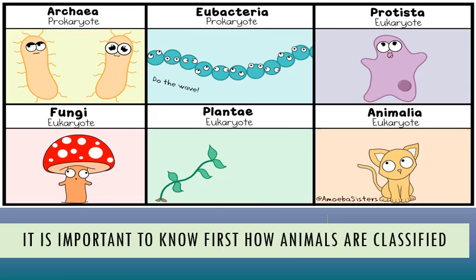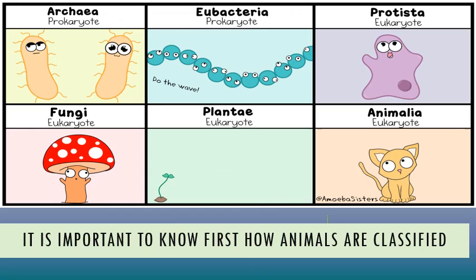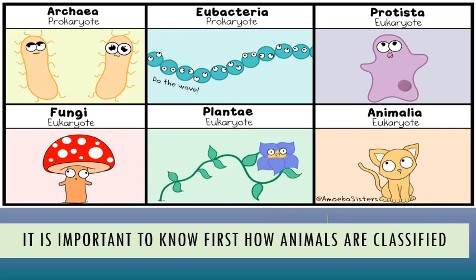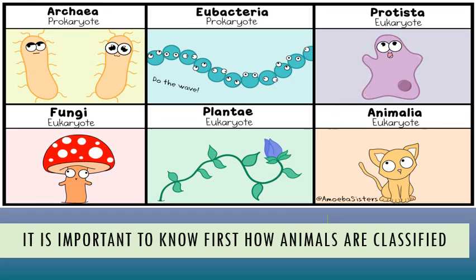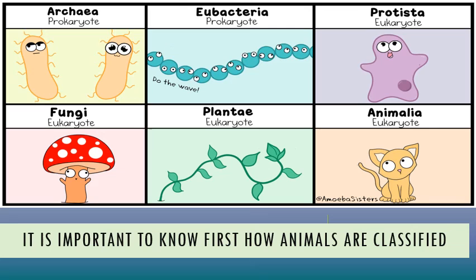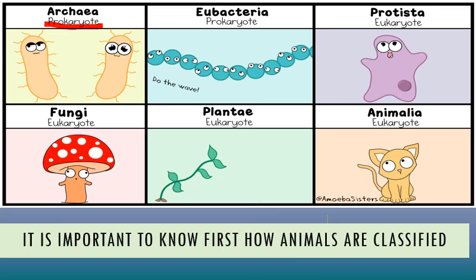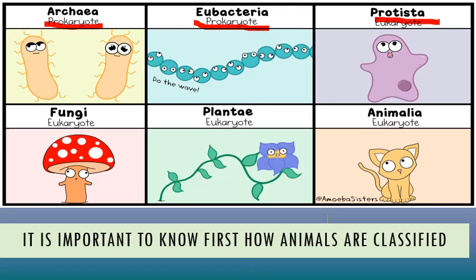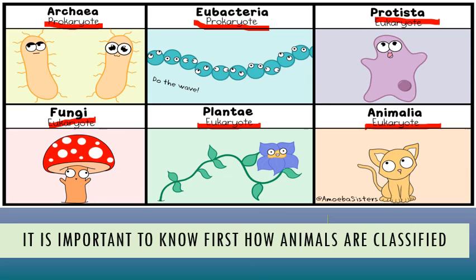To help us understand the differences between animals in our world, scientists classify or sort animals into important groups that share important characteristics. Here we can see we have archaea, eubacteria, protista, fungi, plantae, animalia.